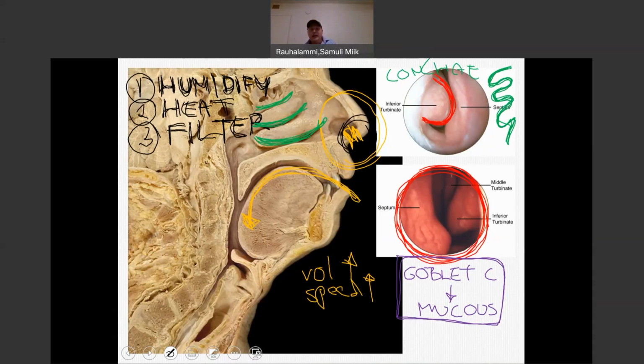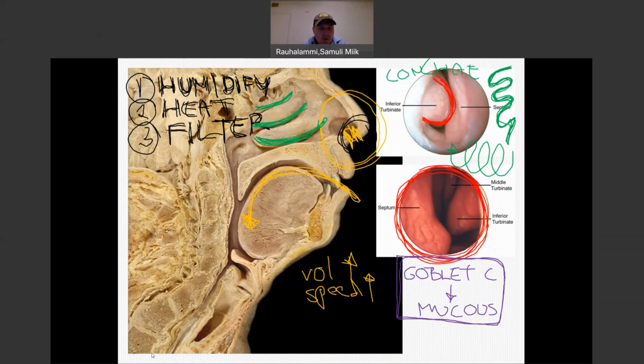Another thing that conchae do, in addition to increasing surface area, is that in terms of their shape, they also play a significant role in how the air flows through the nasal cavity. They cause the air to become turbulent and rotate as it passes. So again, we're getting as much of the air mass in close contact with this mucous membrane that lines the nasal cavity, again in order to humidify, heat, and filter the air.